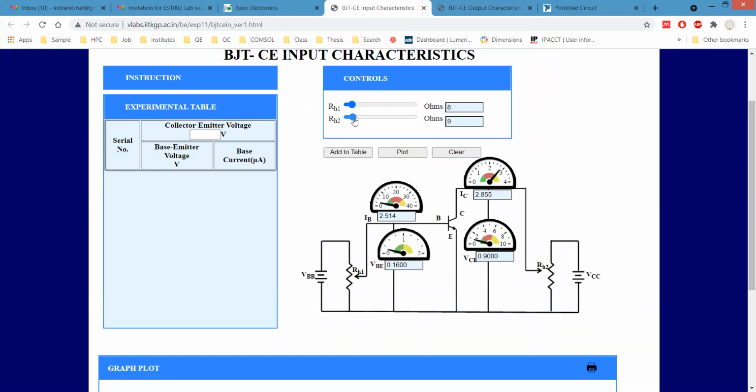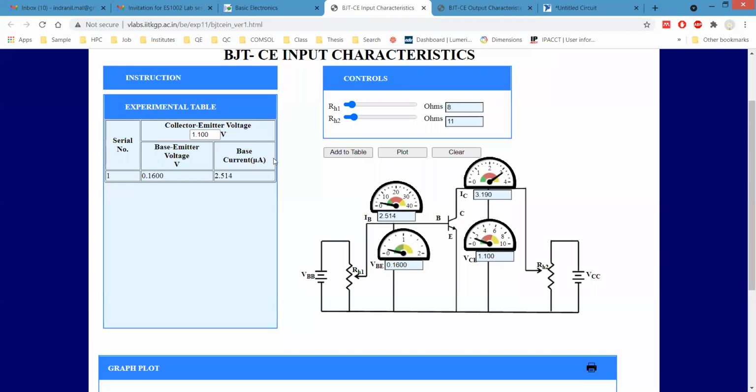I'll tell you why I'm doing that. We have to plot characteristics for different sets of data, for different values of VCE. Though we are using input characteristics, we still have to apply this. I'll show you. Let's say for this case we have considered VCE as 1.1 volt. Please note down this value, VCE as 1.1 volt, and then add to the table. Okay, it is added already.